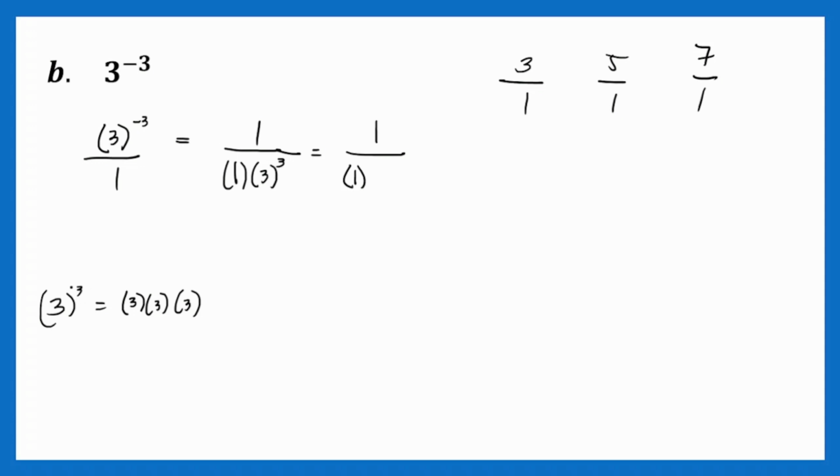Ayan. So, yung 3, ilang 3 ang naka-multiply? 1, 2, and 3. Okay? So, magiging 3 times 3 is 9, tapos times 3, that is 27. Ganito yan. 3 times 3 is 9, tapos magta-times 3 ka pa ulit. So, 9 times 3 is 27. So, therefore, etong 3 raised to 3 ay 27.